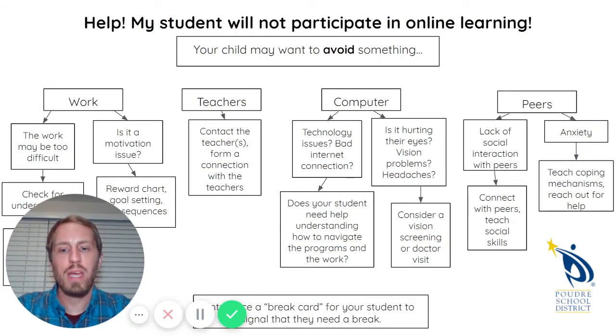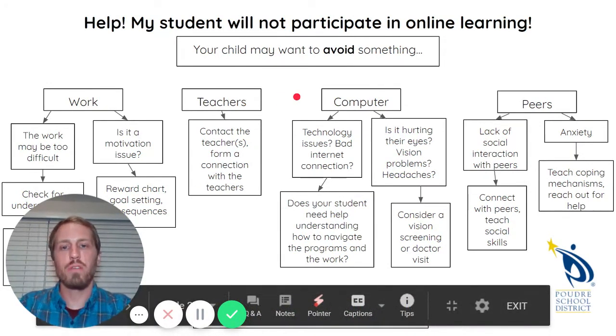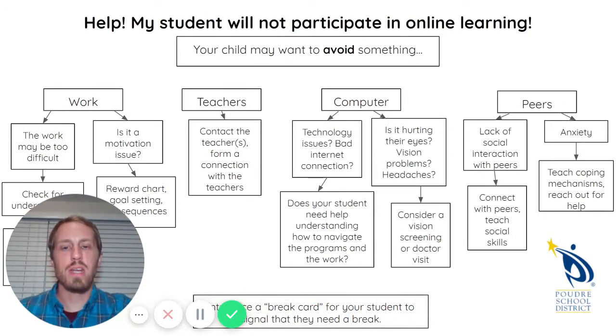And I'm not going to explain every single thing on this chart for you. I'm just going to kind of give you some big ideas from it. And so you can see that another thing that students might want to avoid is their teachers. If that's the case, you probably want to help them develop a connection with the teachers and get to know them better. It might be that they're sick of the computer. So there's some ideas around that also. And it could be possible that it's a problem with some other kids who are in the class. They may be trying to avoid some peers. And so if they're struggling with peers, then there's some ideas around that also.